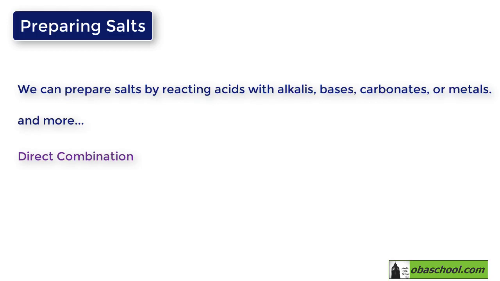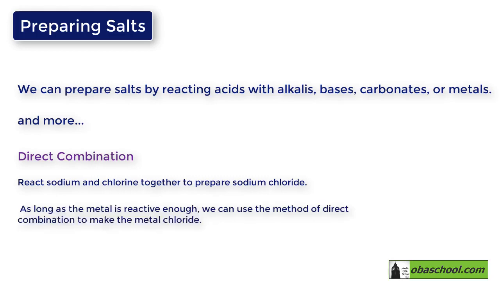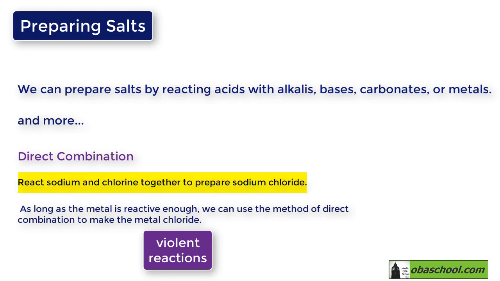If you were asked how to make sodium chloride, you might reply, add sodium hydroxide and hydrochloric acid. On the other hand, you could be tempted to say, react sodium and chlorine together. In this case, you can use either method. As long as the metal, such as sodium, is reactive enough, we can use the method of direct combination to make the metal chloride. This method tends to produce quite violent reactions. So adding sodium to chlorine would give sodium chloride. And beware, because direct combination can produce quite violent reactions.